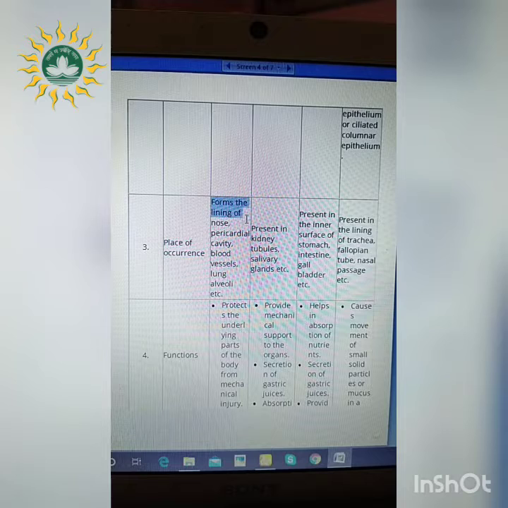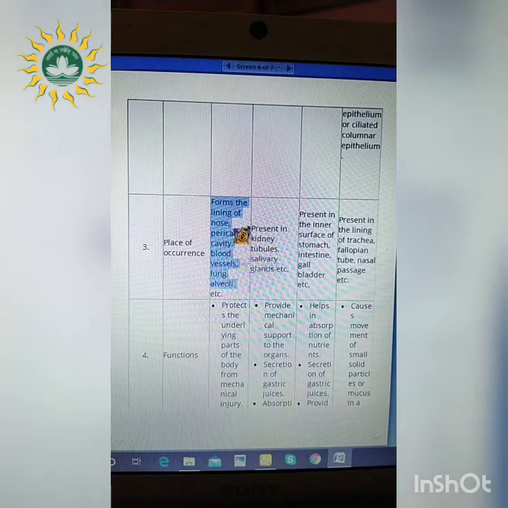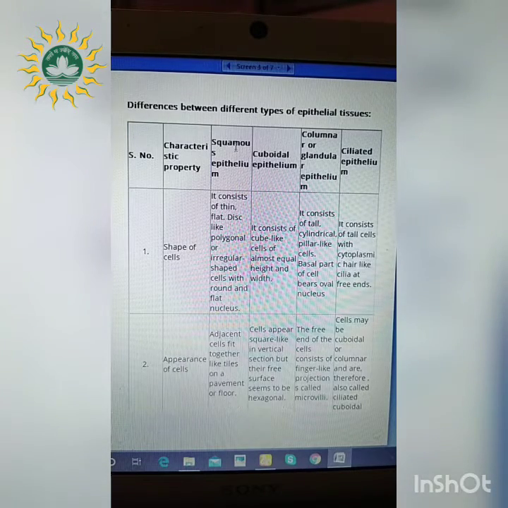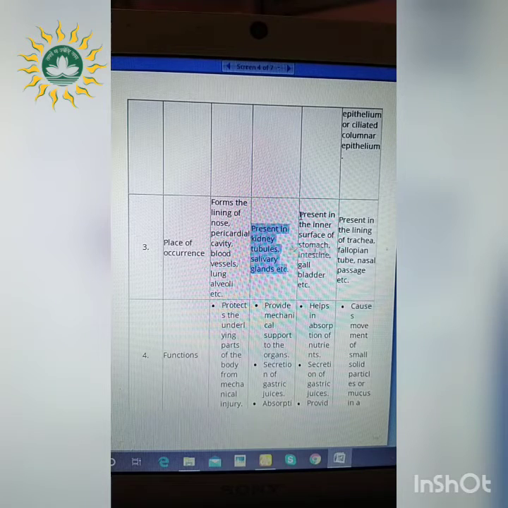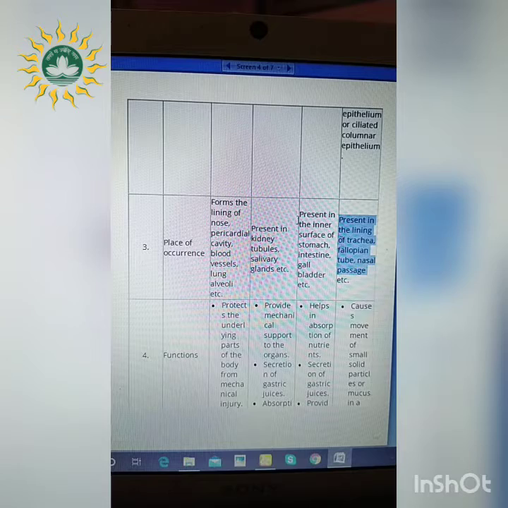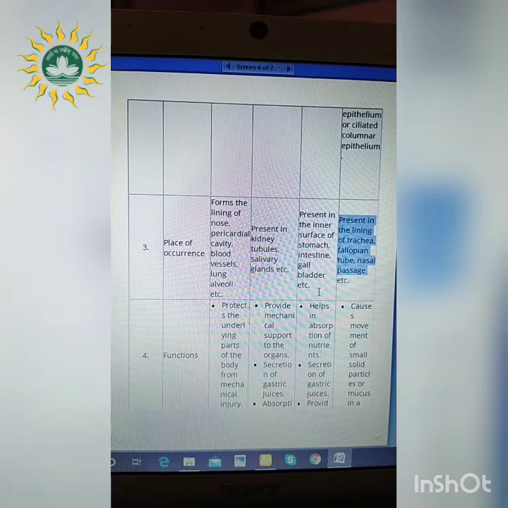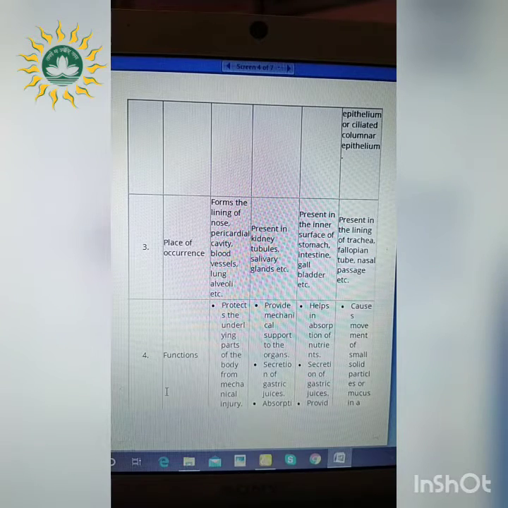Third characteristic property, place of occurrence, that is location. Squamous epithelium forms a lining of the nose, pericardial cavity, blood vessels, lung alveoli and so on. In case of the second one, cuboidal epithelium, it is present in kidney tubules, salivary glands and so on. Third one, columnar or glandular, present in the inner surface of stomach, intestine, gallbladder and so on. And fourthly, ciliated epithelium is present in the lining of trachea, fallopian tube, nasal passage and so on. So this third point, place of occurrence, is very important, children. You have to remember this as location, because short questions do come from this portion.